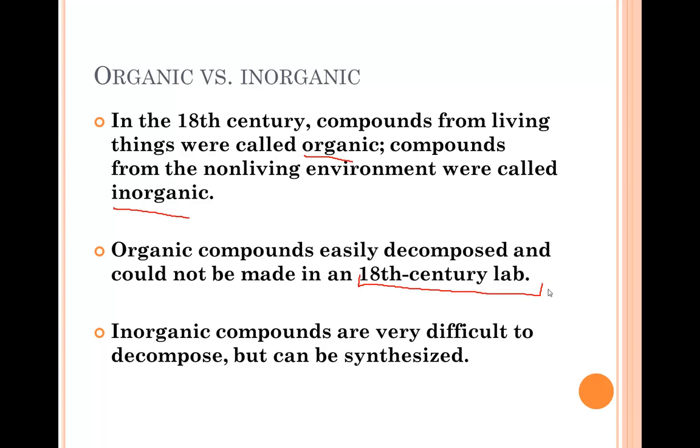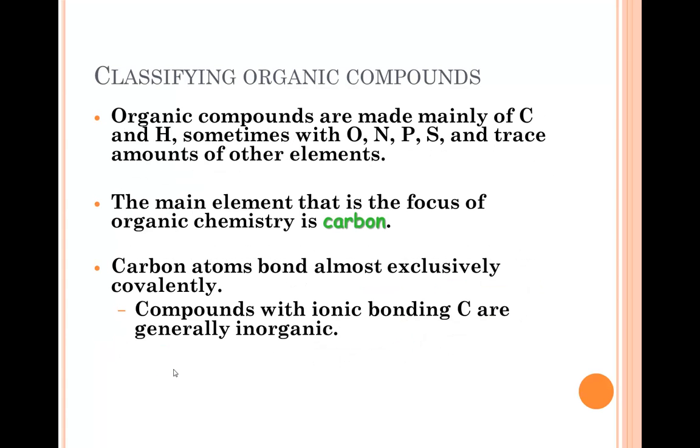We can make them now, however. Inorganic compounds, contrary to that, are very difficult to decompose. They're very, very stable, but they can easily be made in lab. So organic compounds are made mainly of carbon and hydrogen. Sometimes they also include oxygen, nitrogen, phosphorus, and sulfur, and trace amounts of other elements, meaning extremely small amounts. Minimal. The main element that is the focus of organic chemistry is carbon.